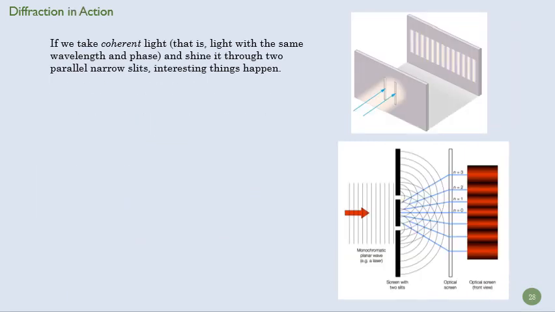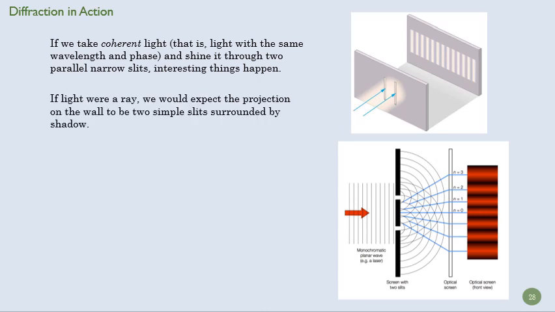So why is diffraction important? Why does it matter? Well, we're going to do a little experiment here, and this is called a double slit experiment because it's got two slits. And we're going to take coherent light, that is, light that we know has the same frequency and wavelength and is in the same phase. So everything's in phase with each other. And we're going to shine it through these two narrow slits and see what happens.